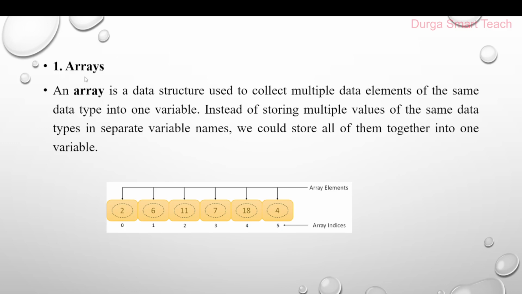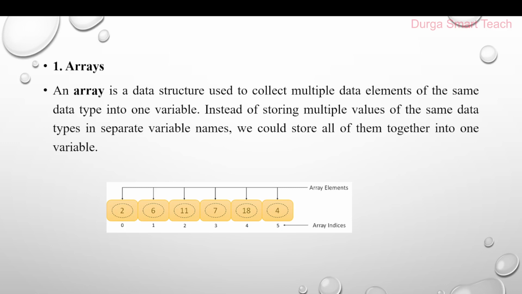The first one is arrays. We are all very familiar with arrays. Arrays are used to store a collection of data elements of the same data type in a variable. Instead of storing multiple values of the same data type in separate variable names, we can store all of them together in a single variable. For example, I want to store 5 student numbers. For that purpose, I take int a equals 10, int b equals 20, int c equals 30, int d equals 40, int e equals 50. So I took 5 variables and I am storing 5 values. By using arrays, we can store all these values in a single variable.